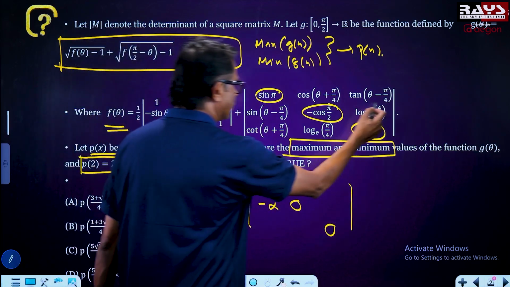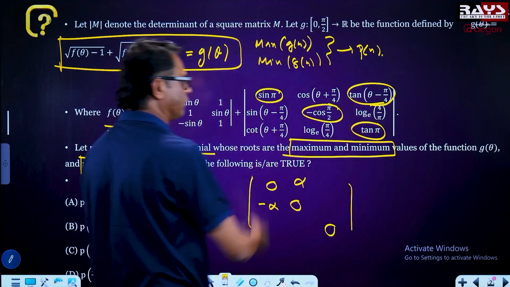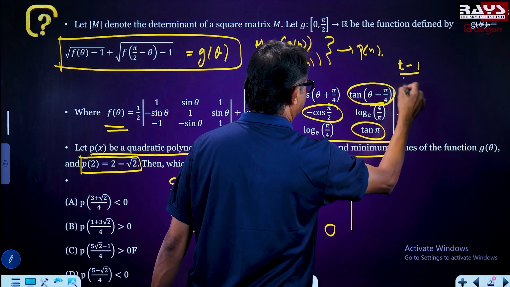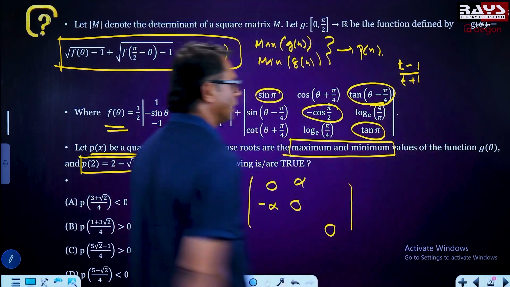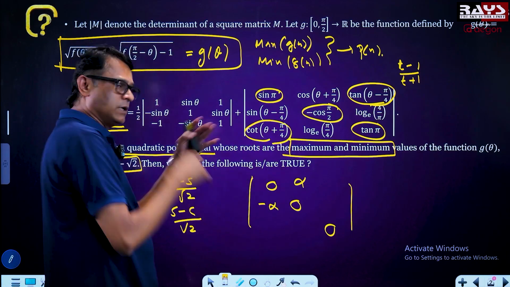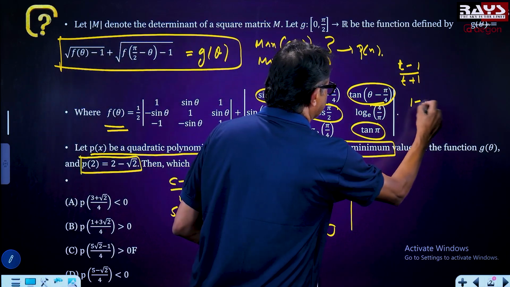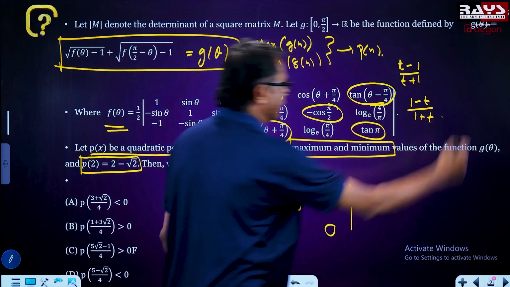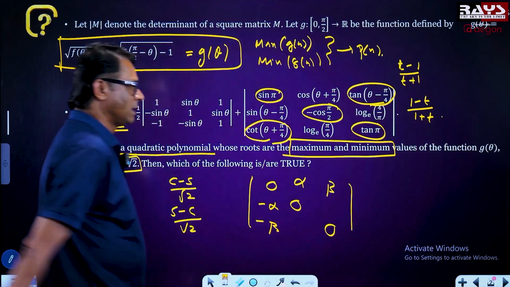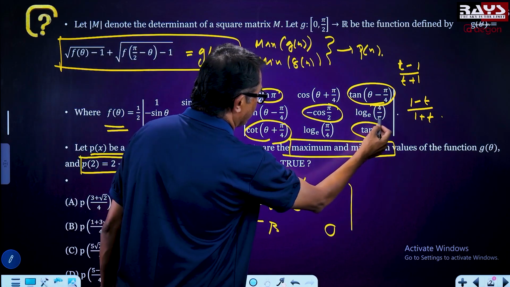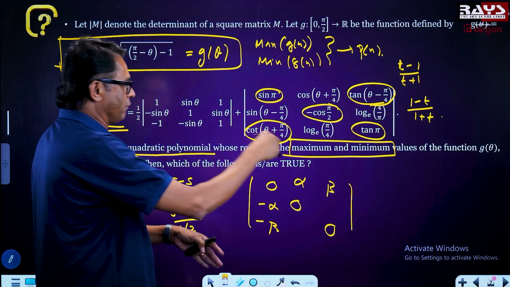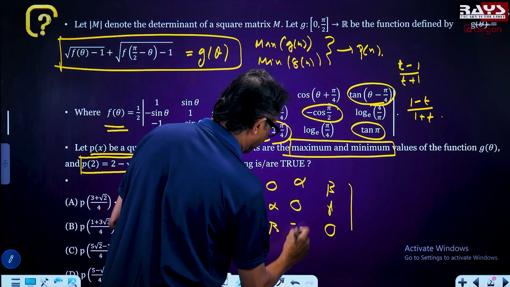The same way, if you expand tan of theta minus pi by 4, you will get tan theta minus 1 by tan theta plus 1. And when you expand the other one, you will get just the reverse, that means 1 minus tan theta by 1 plus tan theta. That means if this is beta, this is minus beta. And obviously log 4 by pi and log pi by 4: 4 by pi is the reciprocal of pi by 4. Therefore, if this is gamma, this is minus gamma.